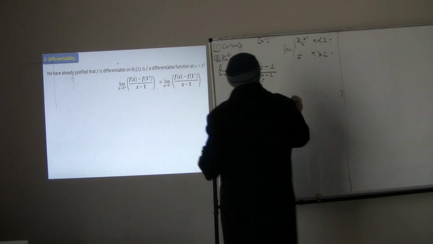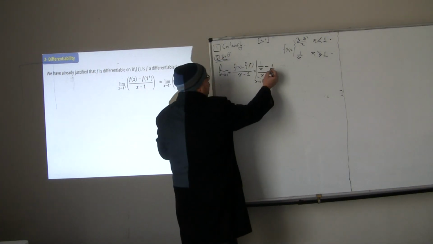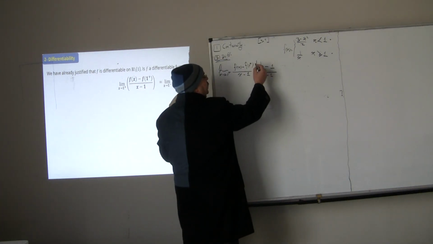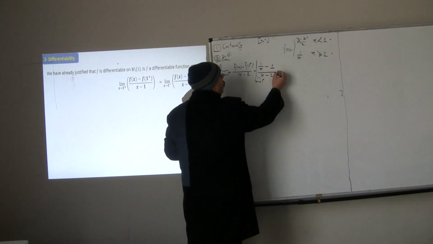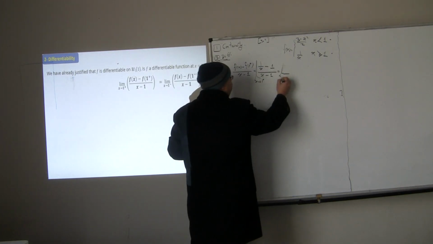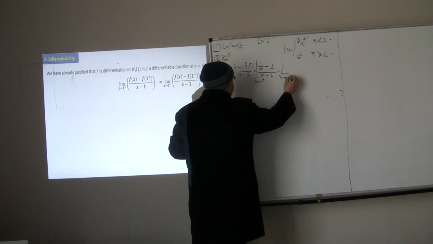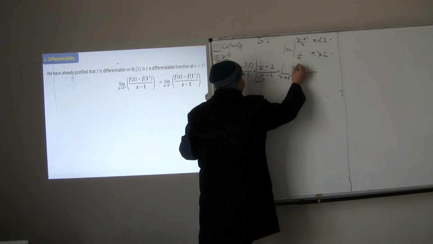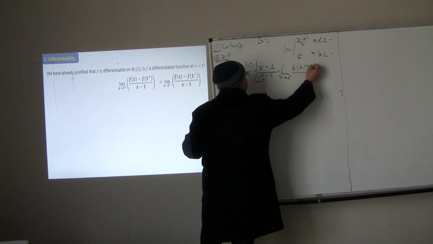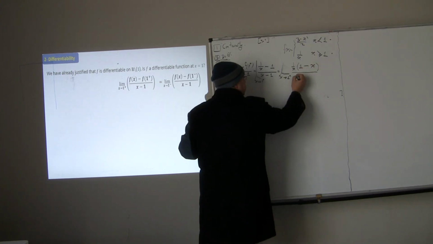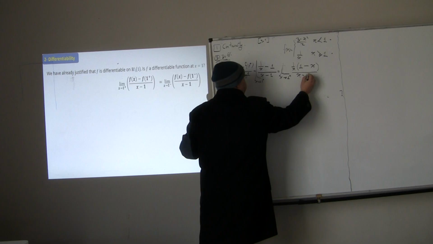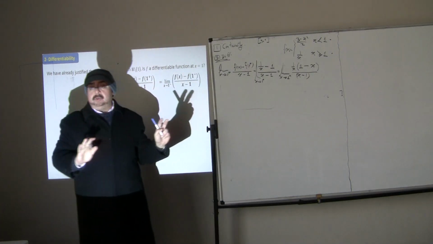It's very, very simple. I can multiply by x over x, or I can take 1 over x as a common factor. If I take 1 over x as a common factor from the denominator, I will have 1 minus x, divided by x minus 1. Is this correct? Is this okay?